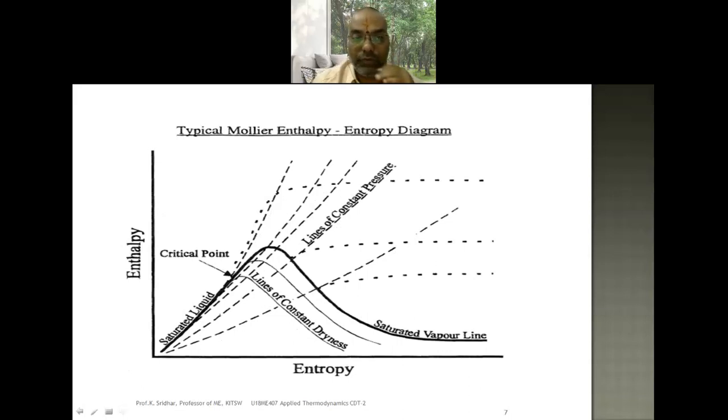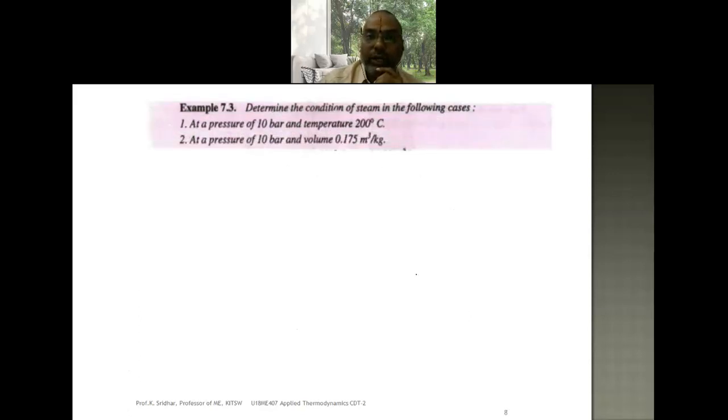So like this, the same diagram can also be represented like this. So it is the critical point. I told you that at the critical point the latent heat of vaporization value will be equal to 0. So these are the constant pressure lines and these are the constant temperature lines. So it is a representation of the HS diagram or the Mollier diagram.